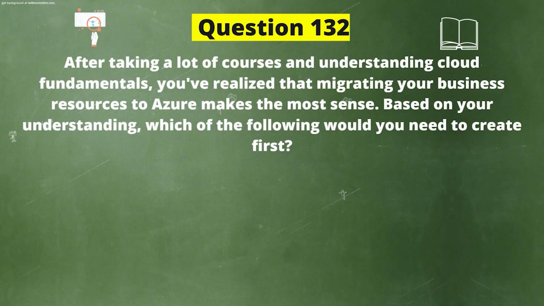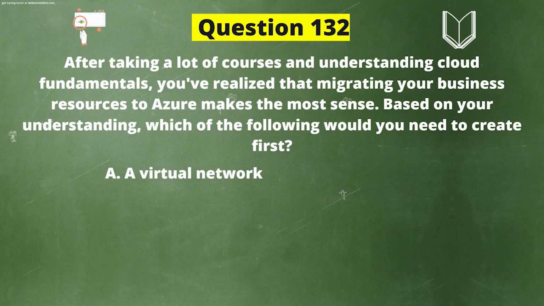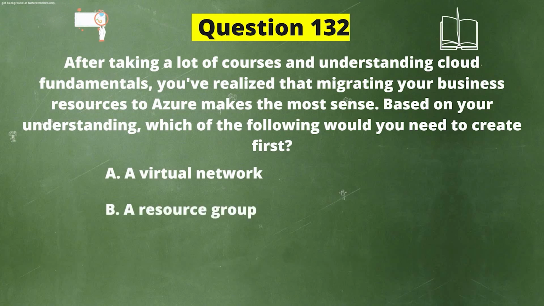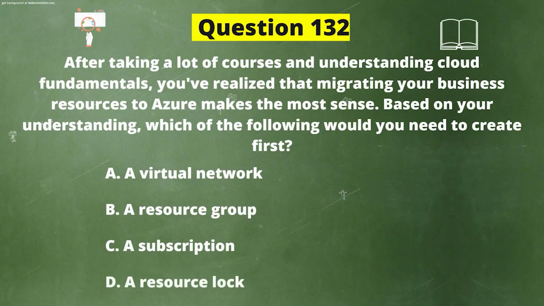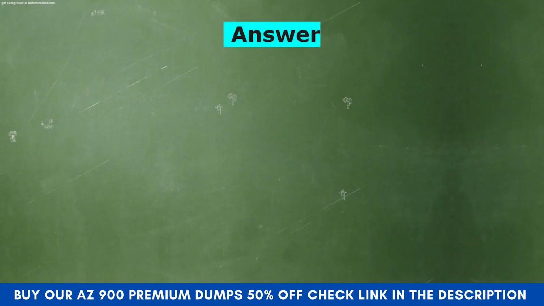Next question. After taking a lot of courses and understanding cloud fundamentals, you have realized that migrating your business resources to Azure makes the most sense. Based on your understanding, which of the following would you need to create first? Option A, virtual network. Option B, a resource group. Option C, a subscription. Option D, a resource log. And the correct answer is option C, a subscription.